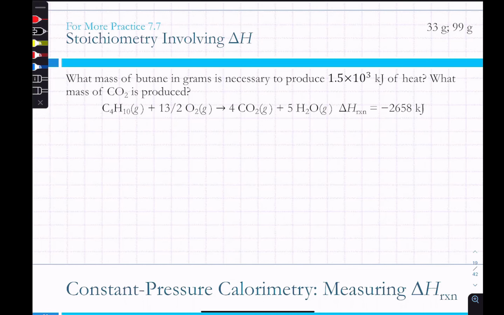All right, so I'm going to give you guys some time to work on this one. Essentially the same thing.